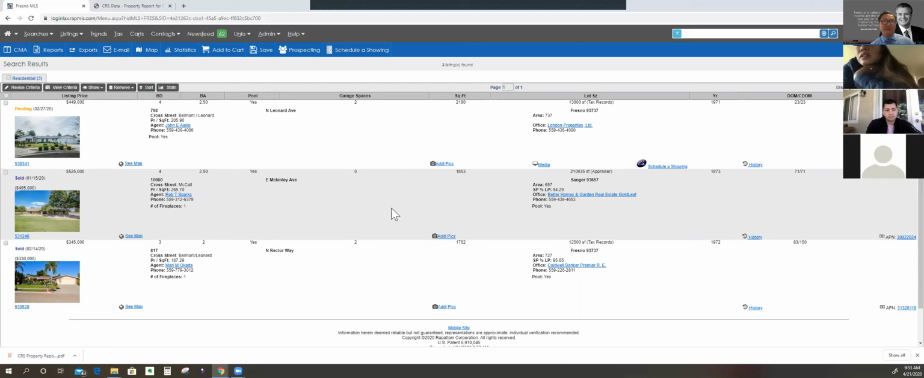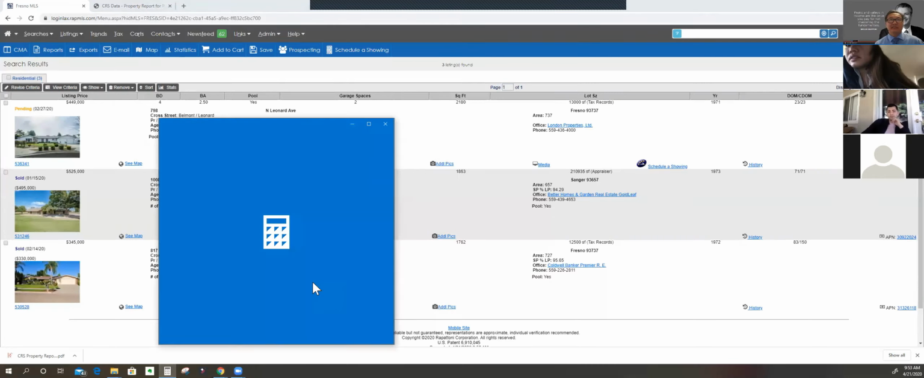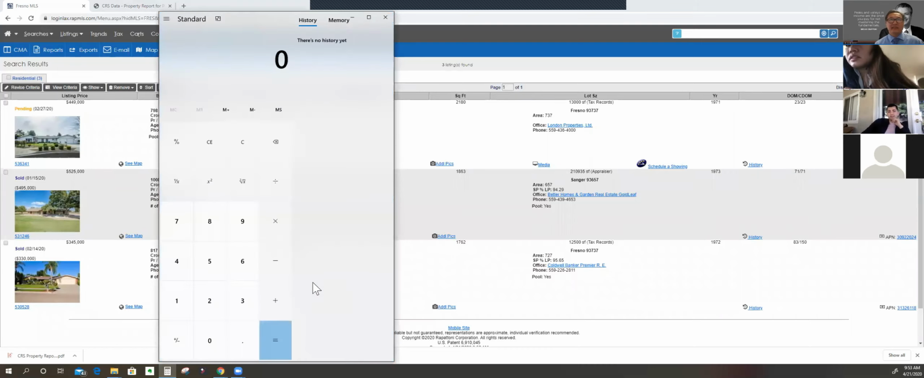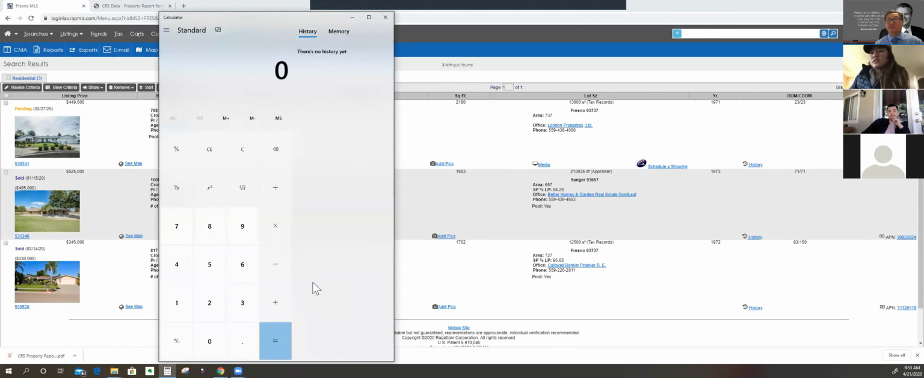Did you guys ever remember that one thing that I told you? There's one number that you have to remember in real estate, and it's that 43,560. It's how many square feet are in an acre. Oh, yeah. So this is like 11.